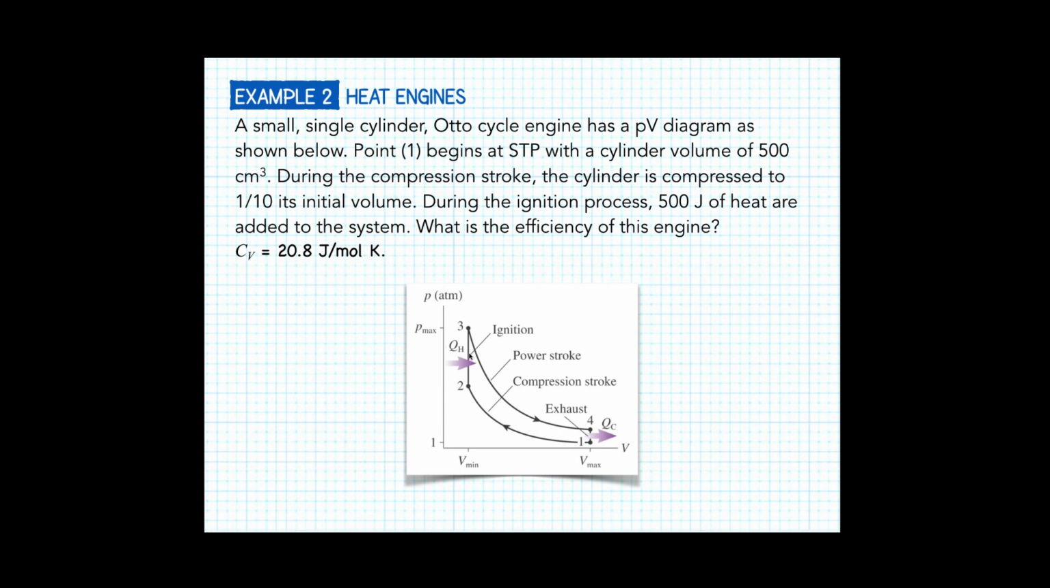So 500 joules, that's the QH right here. And we want to know, what's the efficiency of this engine? Okay, so we're already given QH, that's going to be 500 joules. What else do we need to know in order to get the efficiency? Well, that means we're going to have to calculate the work out. All right, in order to calculate the work out, we're going to have to go through.